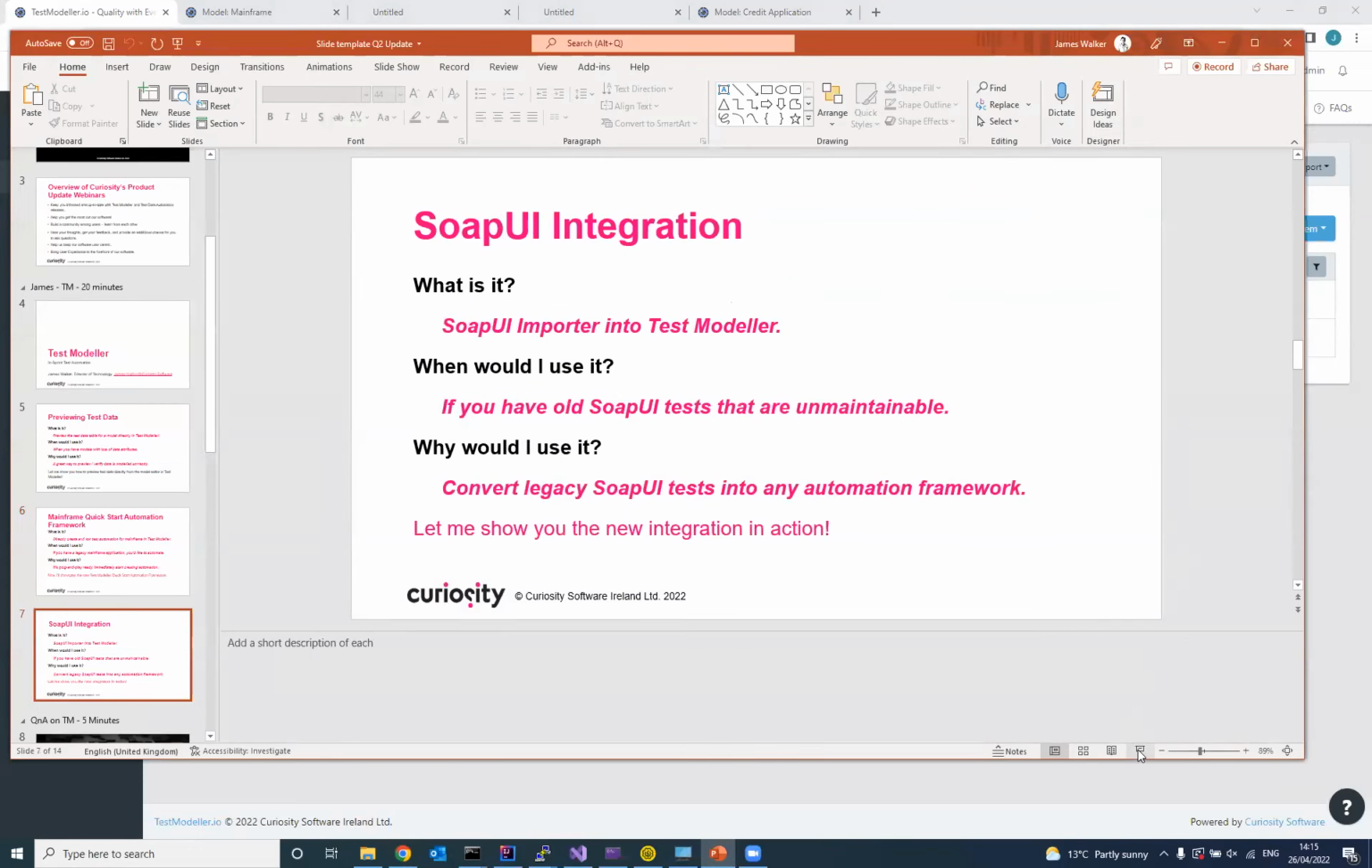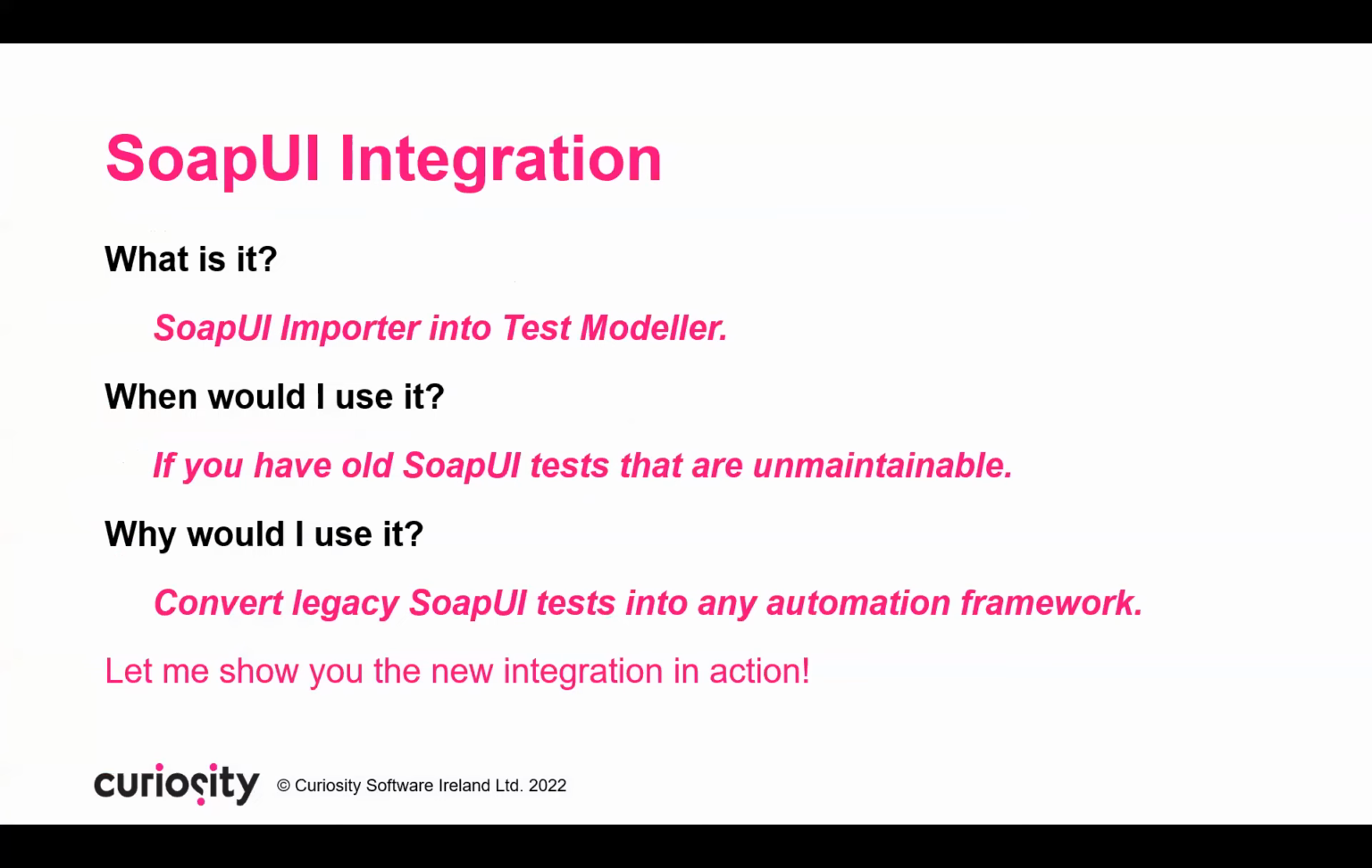The final one we want to move on to is our SoapUI integration. We've been working with quite a few customers recently who have some legacy tests inside SoapUI, mostly API tests or testing some kind of service. So what we have done is we've built an importer from SoapUI that can help people either migrate or import their SoapUI assets into Test Modeler to get started with model-based testing using those assets they've already spent a bit of time creating.